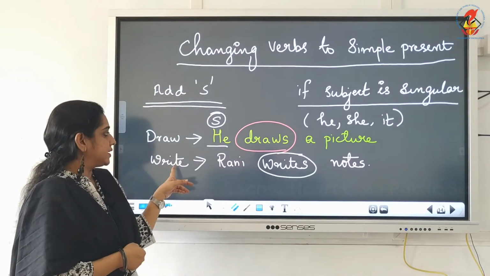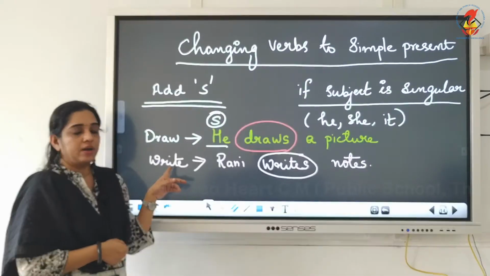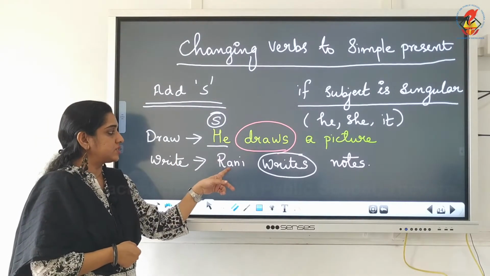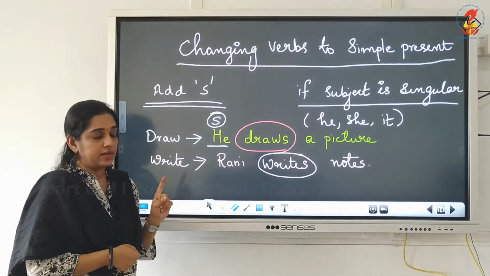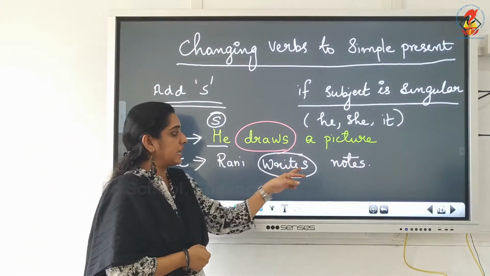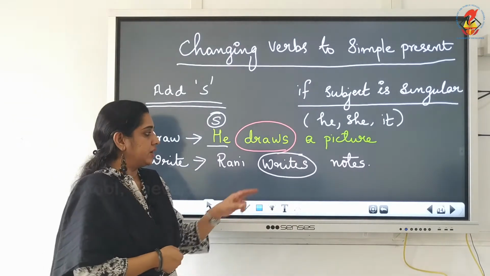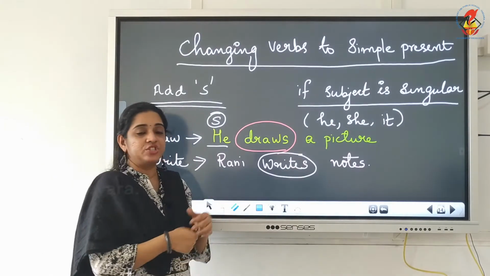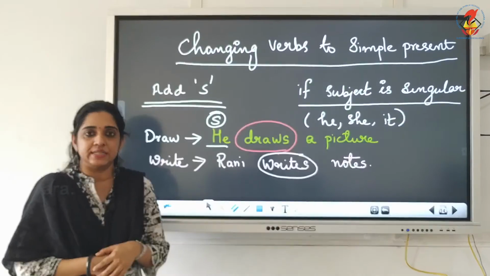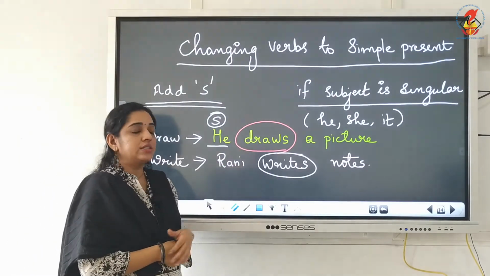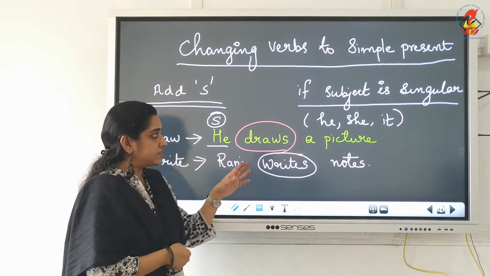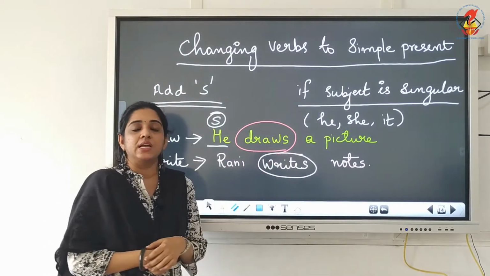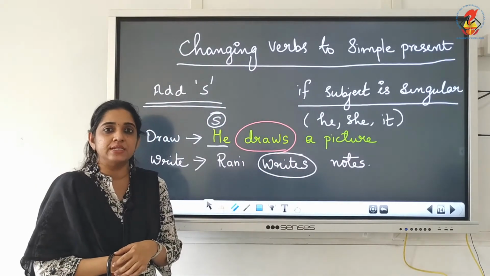Now write. Write is the verb. How can you use it in the context of a singular subject? Rani is one girl, so you can use writes. And the verb writes is in which tense? Simple present tense. And the verb draws, which tense? Simple present tense. So whenever you see verbs with s forms, that is simple present tense.